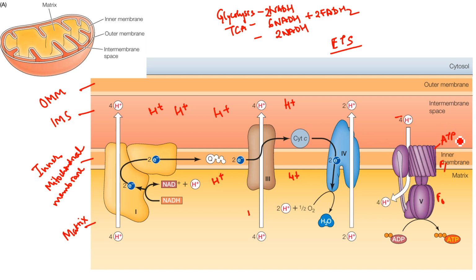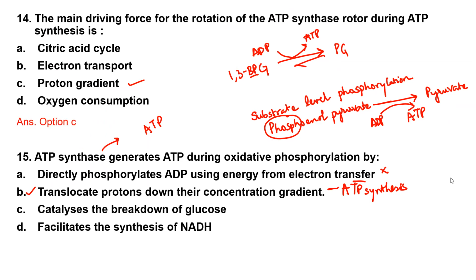But what is ATP synthase doing? When the proton is translocating along the concentration gradient, ATP synthase uses this concentration gradient for generating ATP. So that is why the answer to this question is option B. The translocation of protons down their concentration gradient is used for the generation of ATP. Okay, is this point clear? So option B. Does anyone have any doubt in this question?